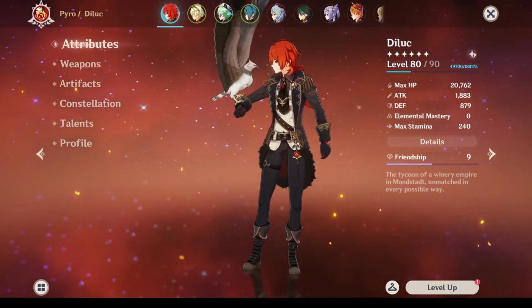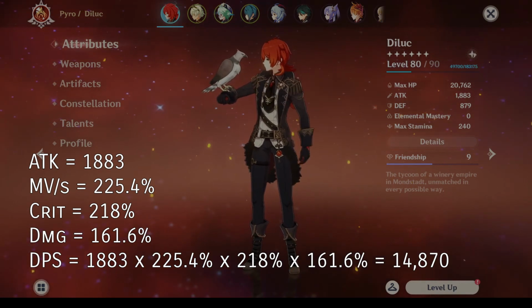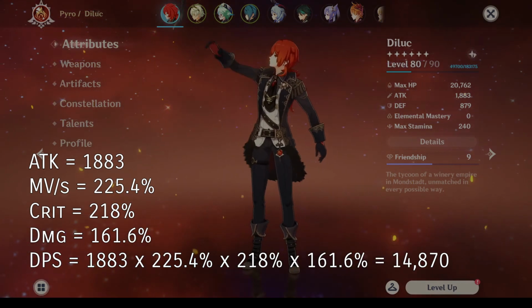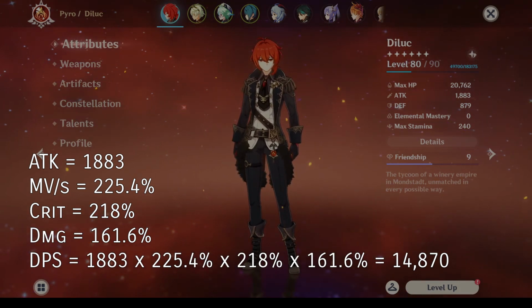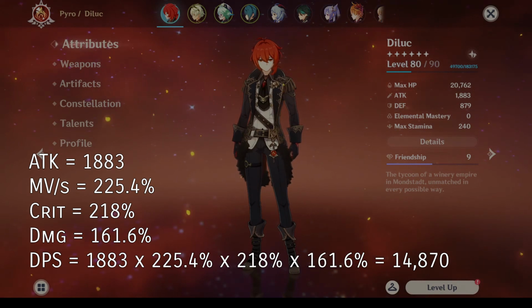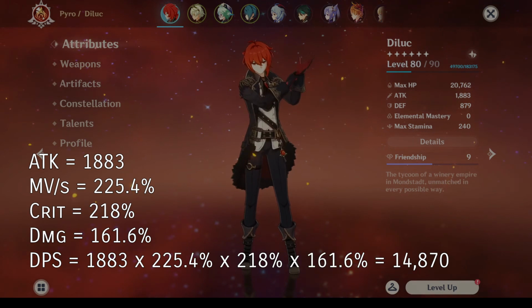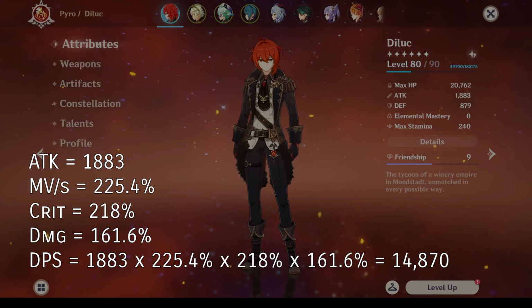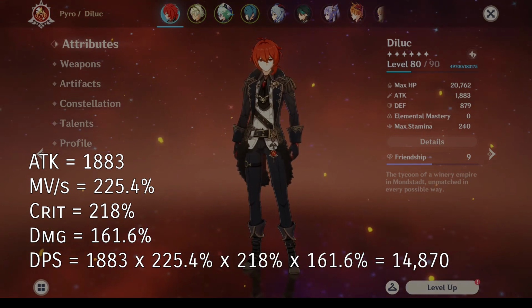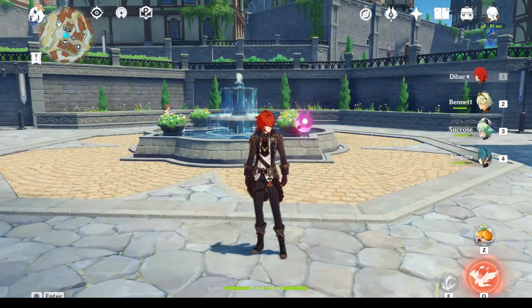Let's bring it together. We've got Diluc's attack, 1883. We've got his motion value per second, 225.4. We've got my crit multiplier, the 218%, and we've got the 161.6% damage multiplier. And so we can calculate that my Diluc, before using his 4-piece from Crimson Witch of the Flames, is going to have 14,870 DPS.